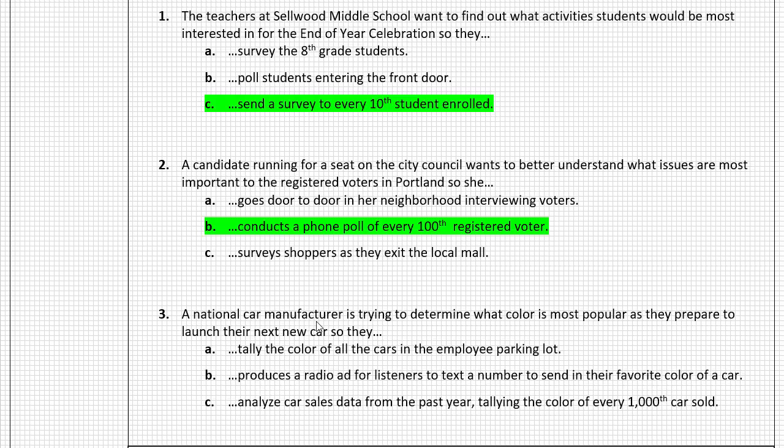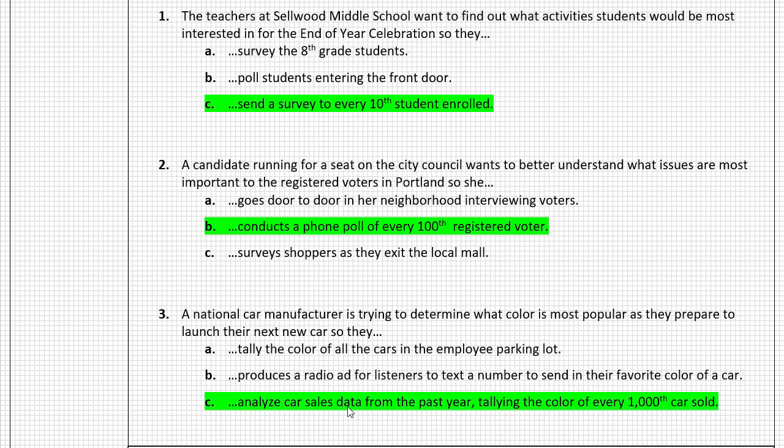A national car manufacturer is trying to determine what color is most popular as they prepare to launch their next new car. So they A, tally the color of all the cars in the employee parking lot. B, produce a radio ad for listeners to text a number to send in their favorite color of a car. C, analyze car sales data from the past year, tallying the color of every 1,000th car sold. Which do you think would be the best for selecting a random sample of the greater population?